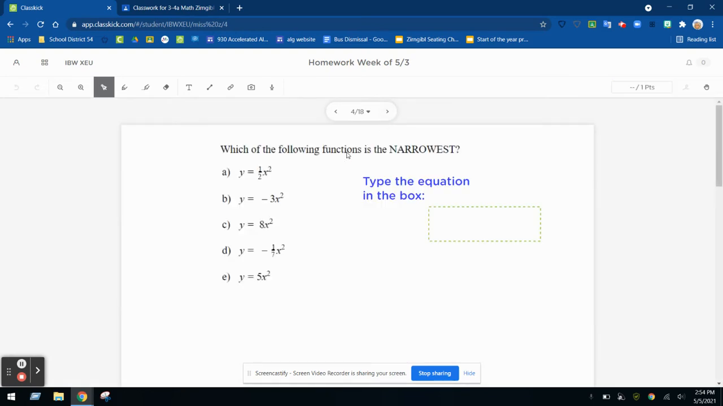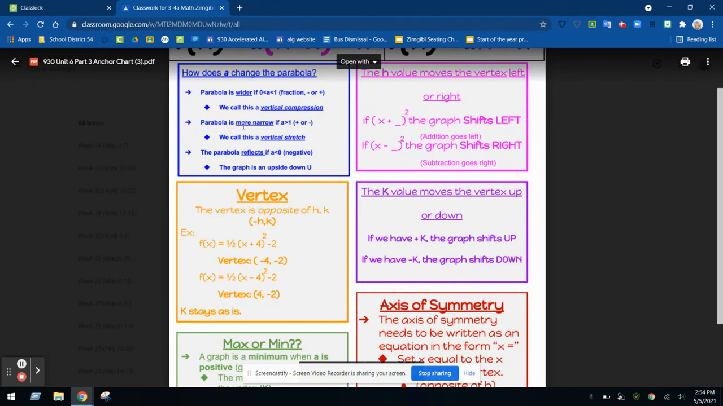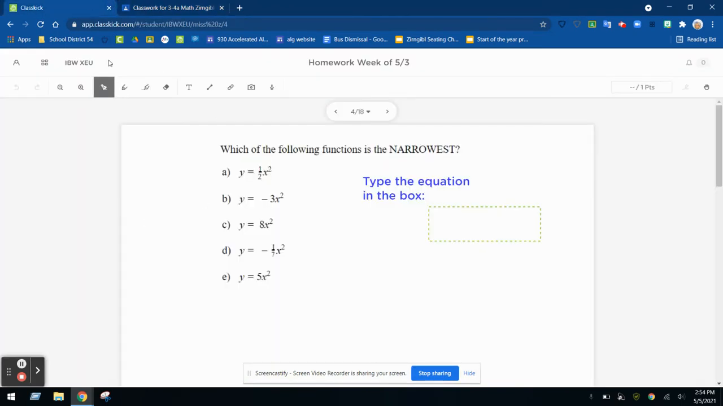Which of the following functions is the narrowest? A graph is more narrow if a is greater than 1. So I'm just going to look for the graph that has the largest a value, and it is y is equal to 8x squared. Now, this can be an a value of 8 or -8. The positive or negative doesn't affect how narrow it is. I know we say greater than 1, but we really just mean the absolute value, or the digit, is going to be greater than 1.